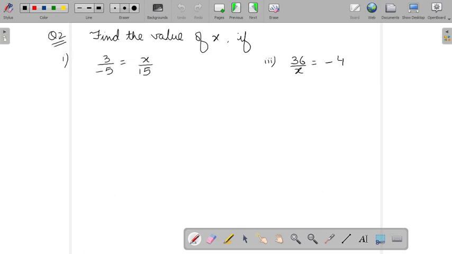Now, question 2. Question 2 is: find the value of x if this equals this. Both the rational numbers are equal and you have to tell the value of x. Since equality is given, what will we do? We will do cross multiplication. So 3 multiplied by 15 equals minus 5 multiplied by x.